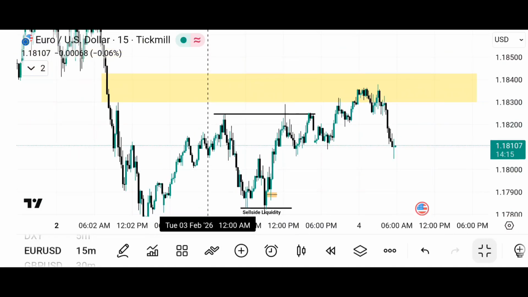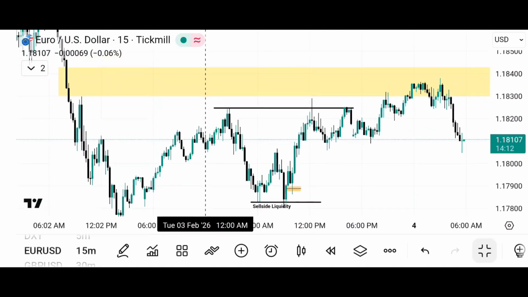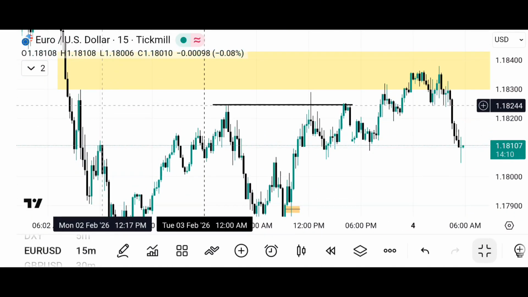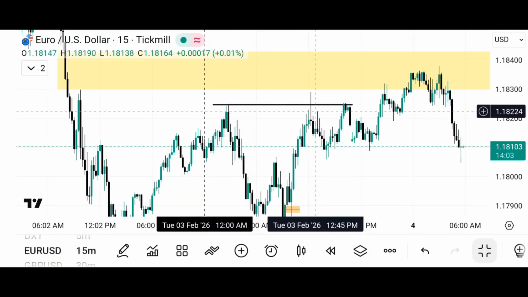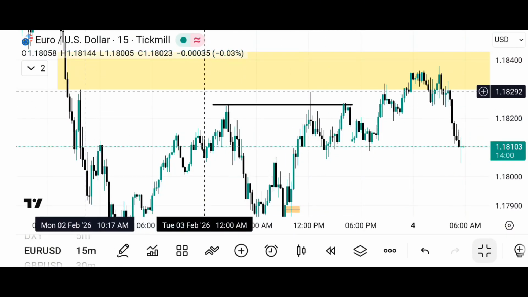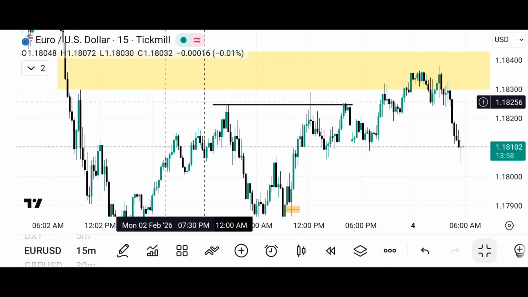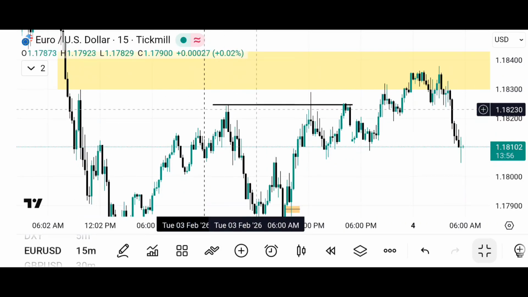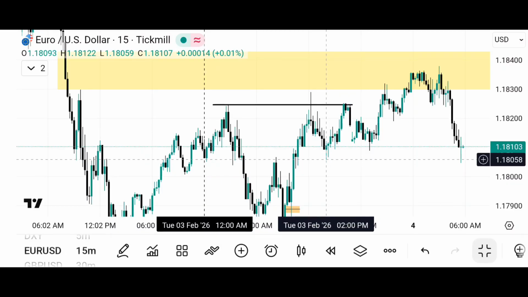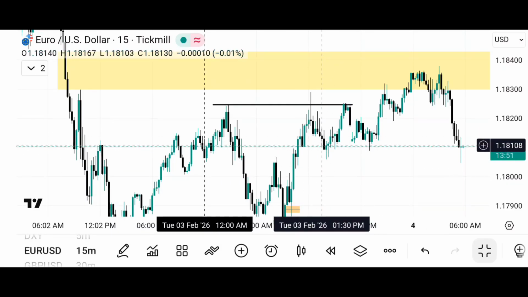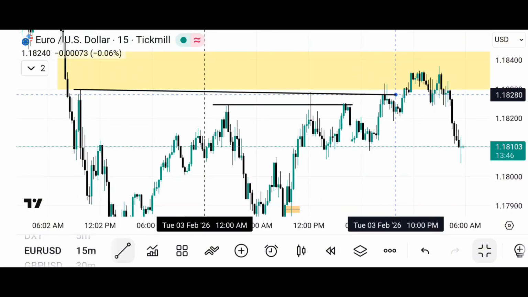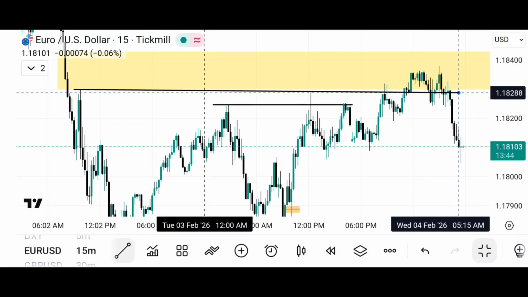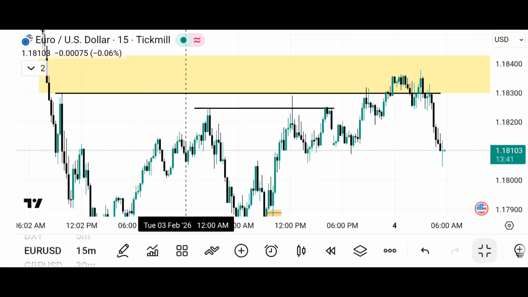Then apart from that high, price will also likely take out this high right here. Let me bring your attention to it. Why did price take out this high? Price traded up to this high, but was unable to take it out at that point in time. Then price rallies down back into the range. So these are relative equal highs, where buy side liquidity is resting.